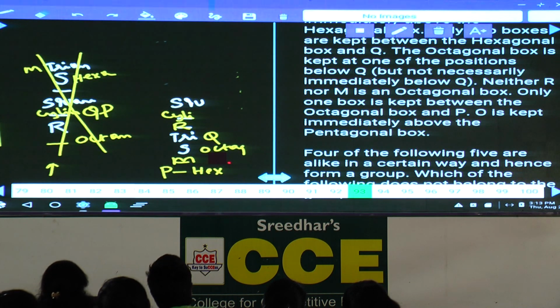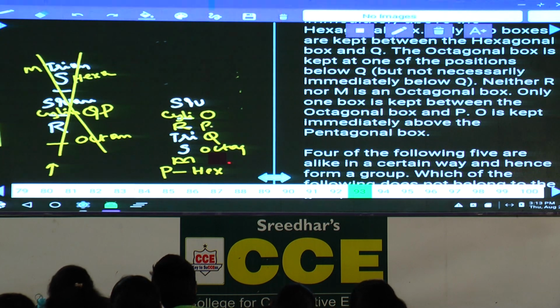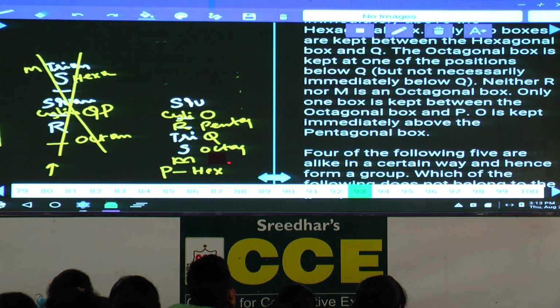Now pentagonal and O, hexagonal. And O is immediately above this pentagonal box. Tell me, where should this O be? O is immediately above this pentagonal box means O is here. Then this will be pentagonal, isn't it? And this is pentagonal box. Then, yes, tell me who is the person left over here? N is the person left over.